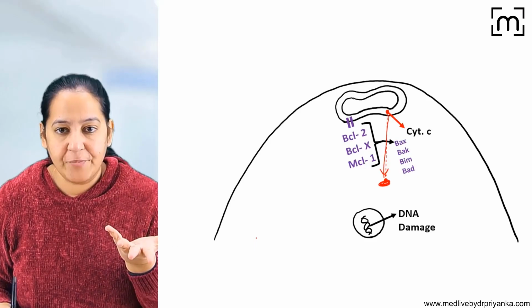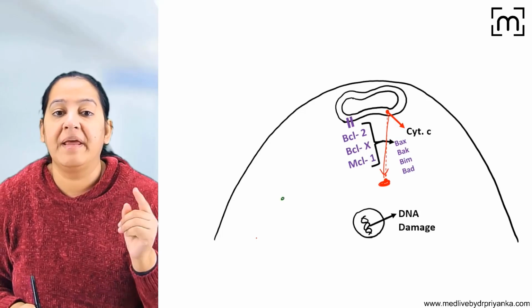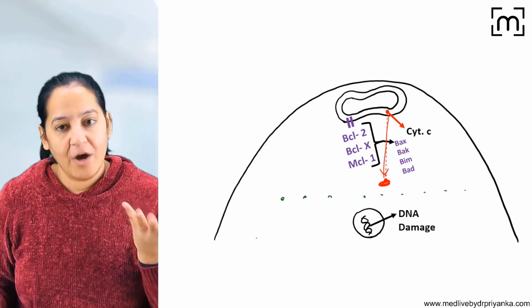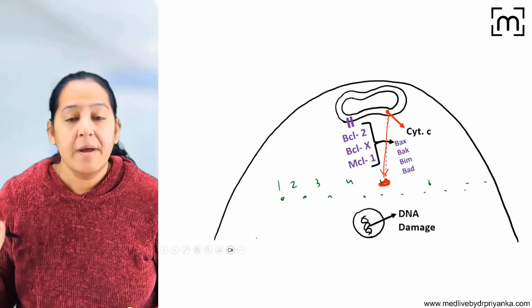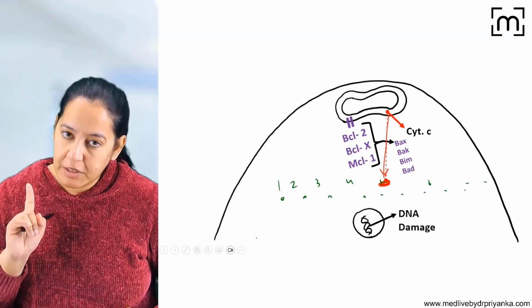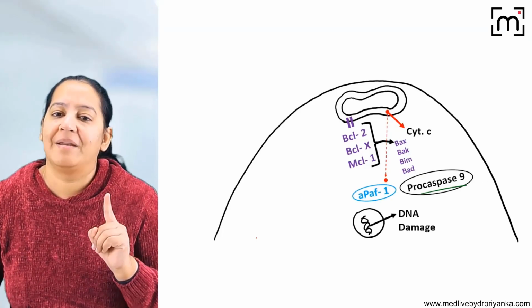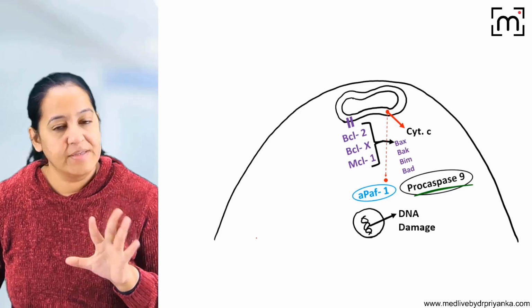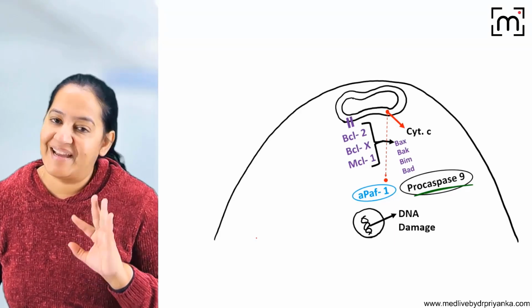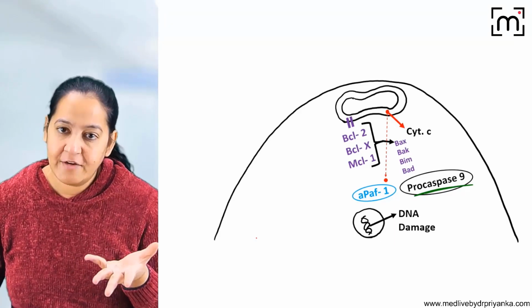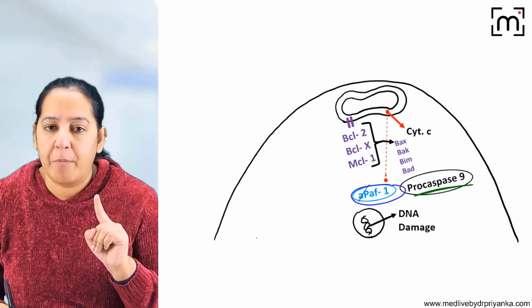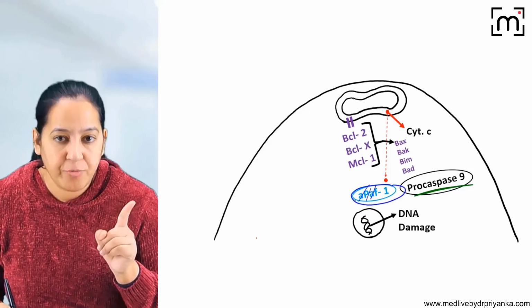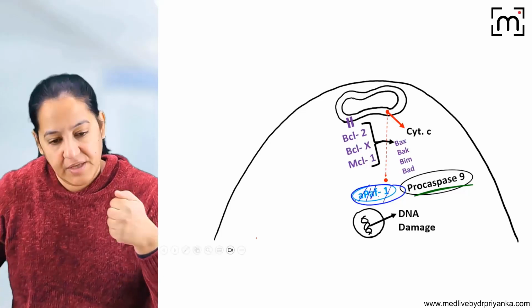So what does it do in the cytoplasm? In the cytoplasm, I told you there are many caspases present, but they are all inactive. Caspase 1, 2, 3, 4, 5, 6, 7, 8, and so on. Many caspases, but they are inactive. One of them is caspase 9, procaspase 9. It is inactive. Why is it inactive? Because it is in combination with a protein known as APAF1, apoptotic protease activating factor.